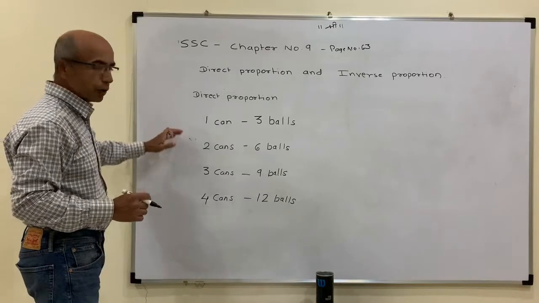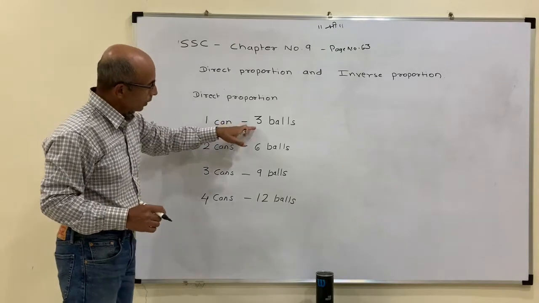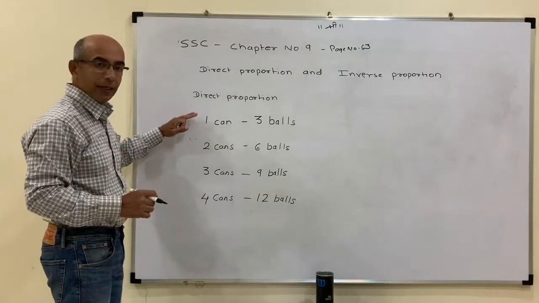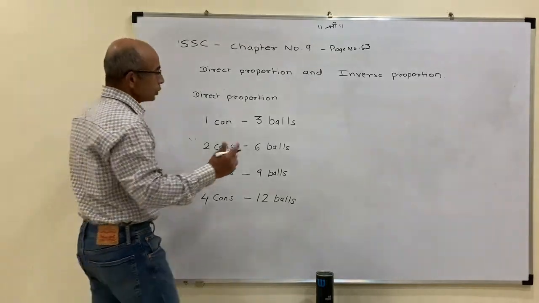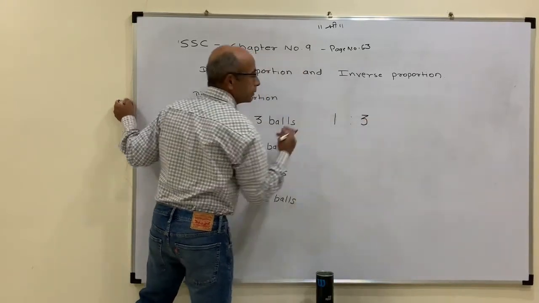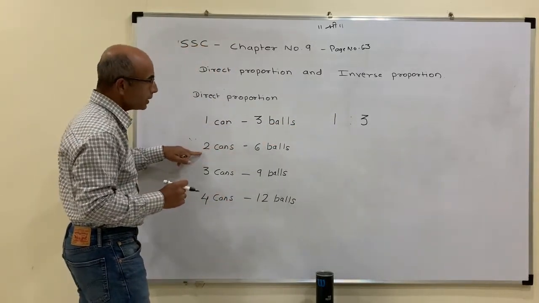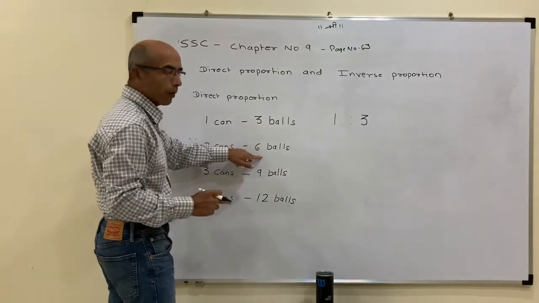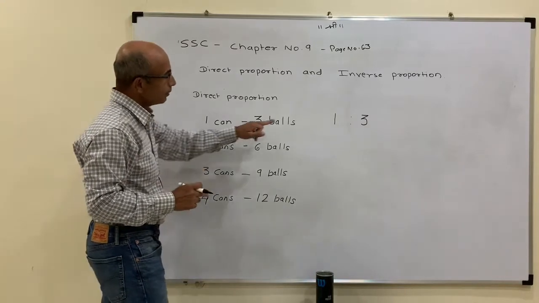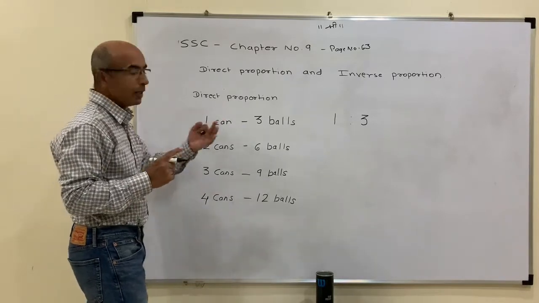So now what we have understood from this, when I increase the number of cans, the number of balls are increasing. But are they increasing randomly? No, they are increasing in a specific manner. For every 1 can I add, I get 3 more balls. So 1 can I get 3 balls. When I add 2 cans, I get 3 more balls, so the total number of balls I get is 6. When I add 3 cans, I get 9 balls. So for every 1 can, I get 3 balls.